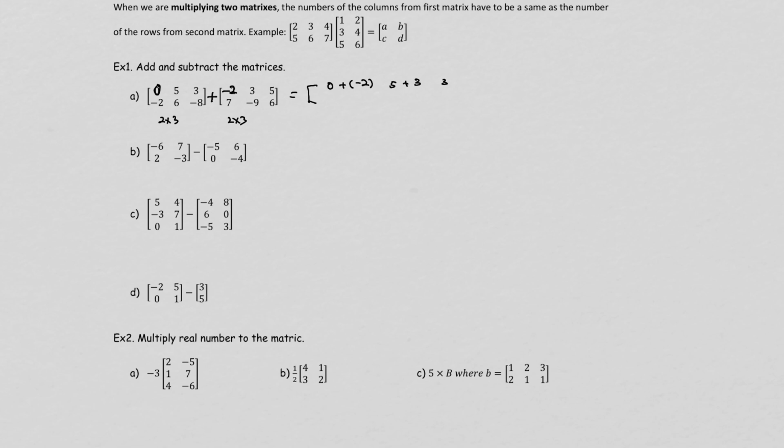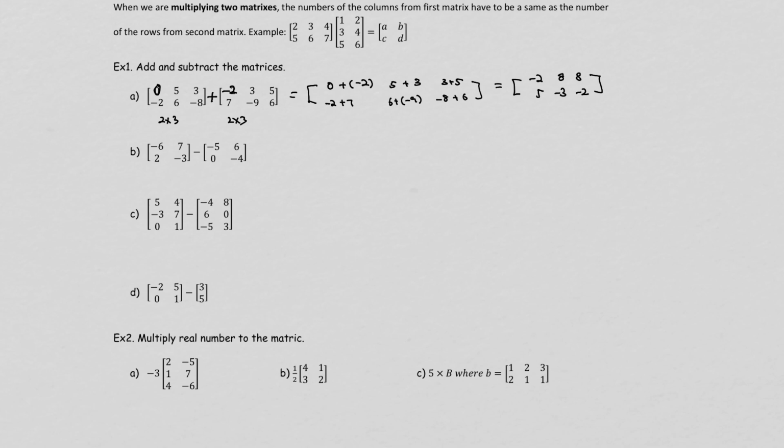So that means 3 plus 5, negative 2 plus 7, 6 plus negative 9, and negative 8 plus 6. That's why you have to have the same size matrix, so that you will have a value to add to each element. This will give you negative 2, 8, 8. And that gives you 5, negative 3, and negative 2. So that's how you're going to add your matrices.